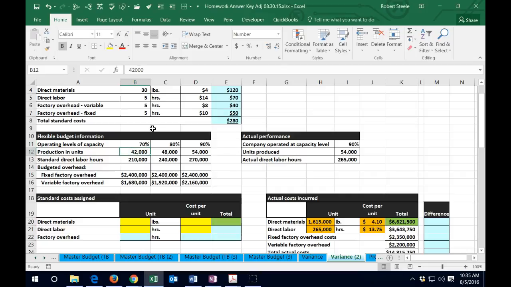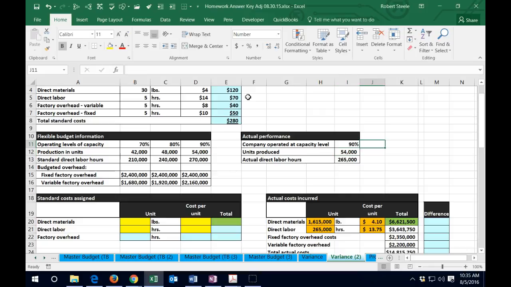That's how many units we would produce. Remember, this data up here is how much it's going to cost for one single unit. So keep those two in mind. We have the standard direct labor hours, so this would be the number of hours we would expect at 70% of capacity. And then we have the budgeted overhead. We have the fixed factory overhead and the variable factory overhead at 70%. Same for at 80%, same for at 90%. That's going to be the flexibleness of the budget. It'll change. We will have different expectations based on different output productions.